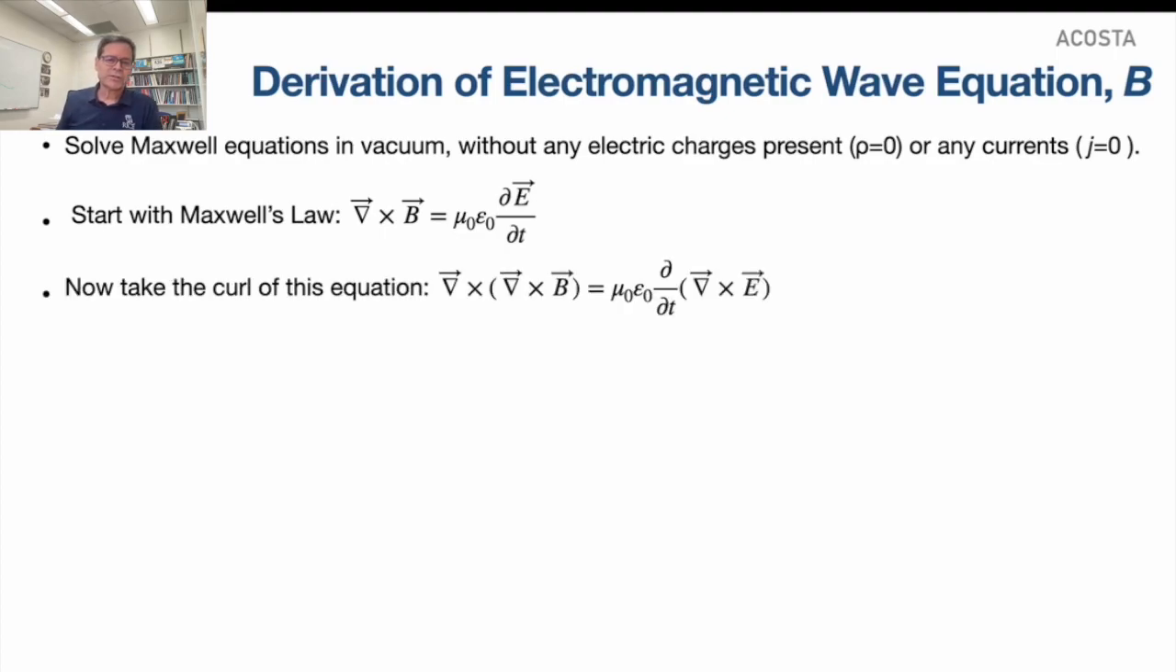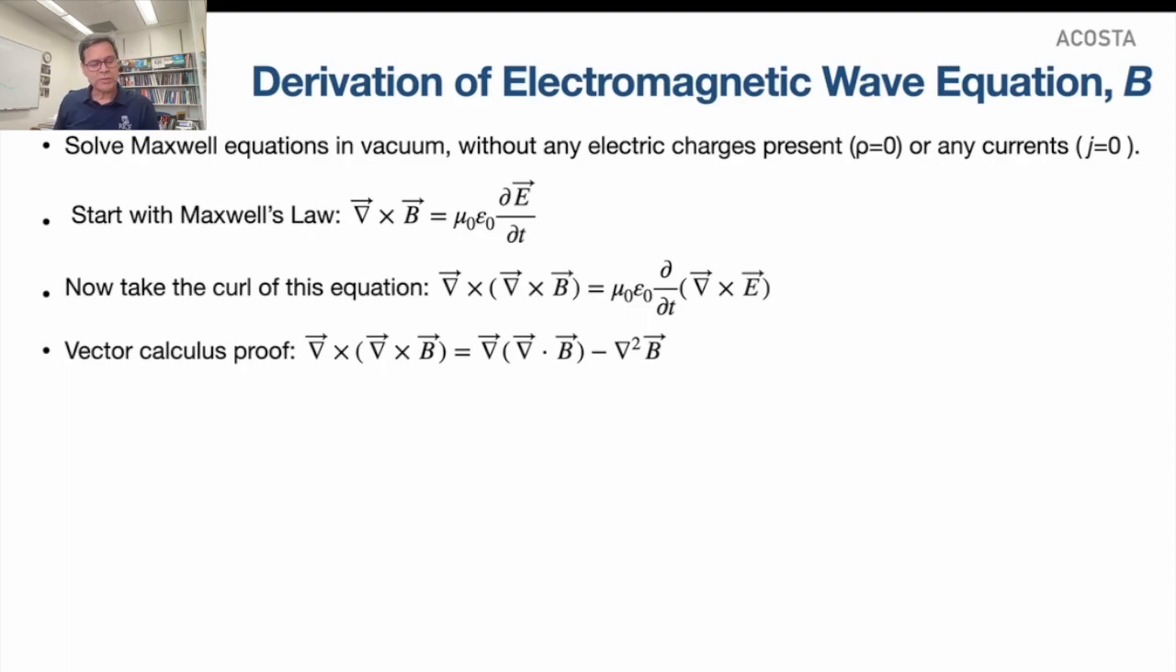And now let's take the curl of both sides of that equation. So we're going to do del cross to both sides of the equation. So that's the curl of B on the left side. And then we have mu naught epsilon naught times the time derivative of the curl of the electric field E, the curl of E. So we've just taken the curl of both sides.